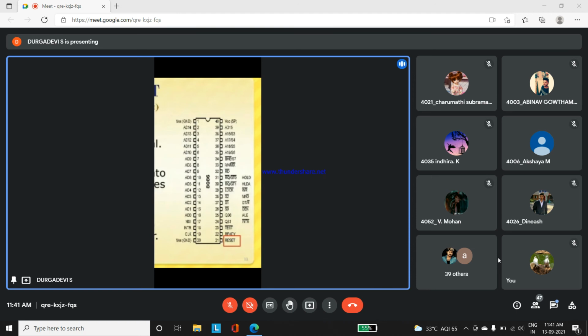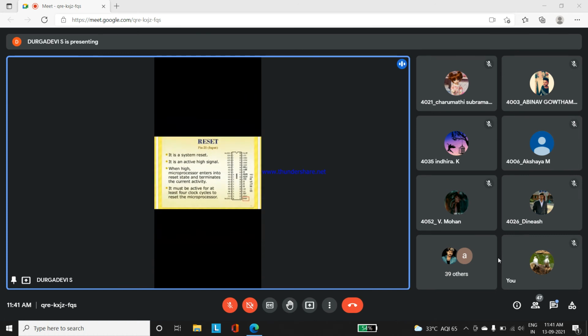Next is bus high enable, which we have completed, and pin 32 is the read signal. Ready signal we have completed, and now it's reset. Reset means it is resetting your processor. It is also an active high signal. Its operation is that whatever activity is running on your processor, it will terminate all the activities. That is your reset.